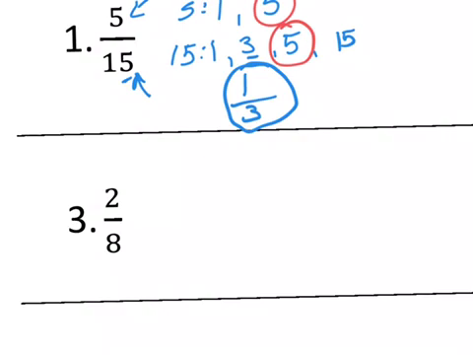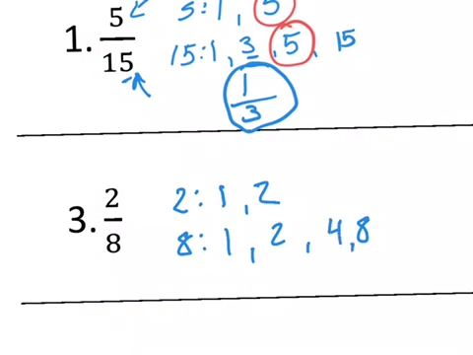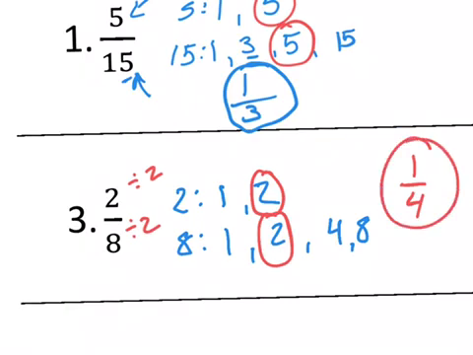Looking at number 3, so we have 2 and 8. We have 1 and 2. And for 8, we have 1 and 8, and 2 and 4. Two is our largest number that will go into both the top and the bottom. 2 divided by 2 is 1. 8 divided by 2 is 4. So 2/8 simplified is 1/4.